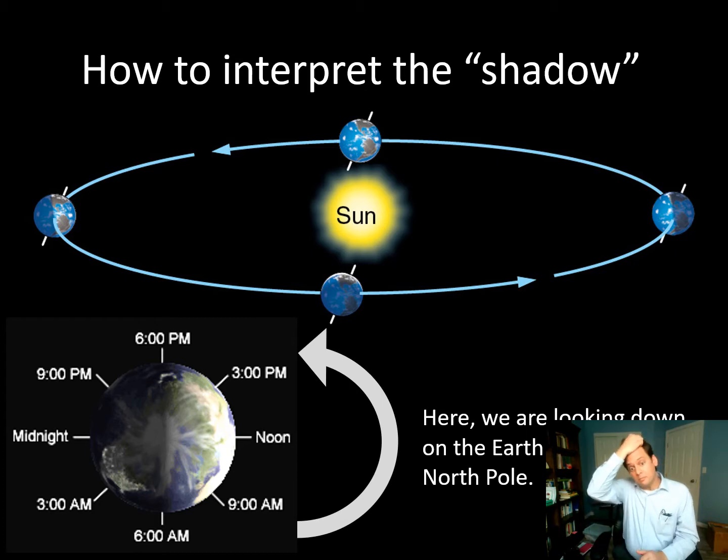Now, how do we interpret the shadow? And by that, all I mean is that wherever the Earth is in the sun's orbit, obviously part of the Earth is illuminated, and that's the part that's having daytime, and part of the Earth is darkened, and that's the part that's at night. And obviously that changes as a result of the Earth's rotation.